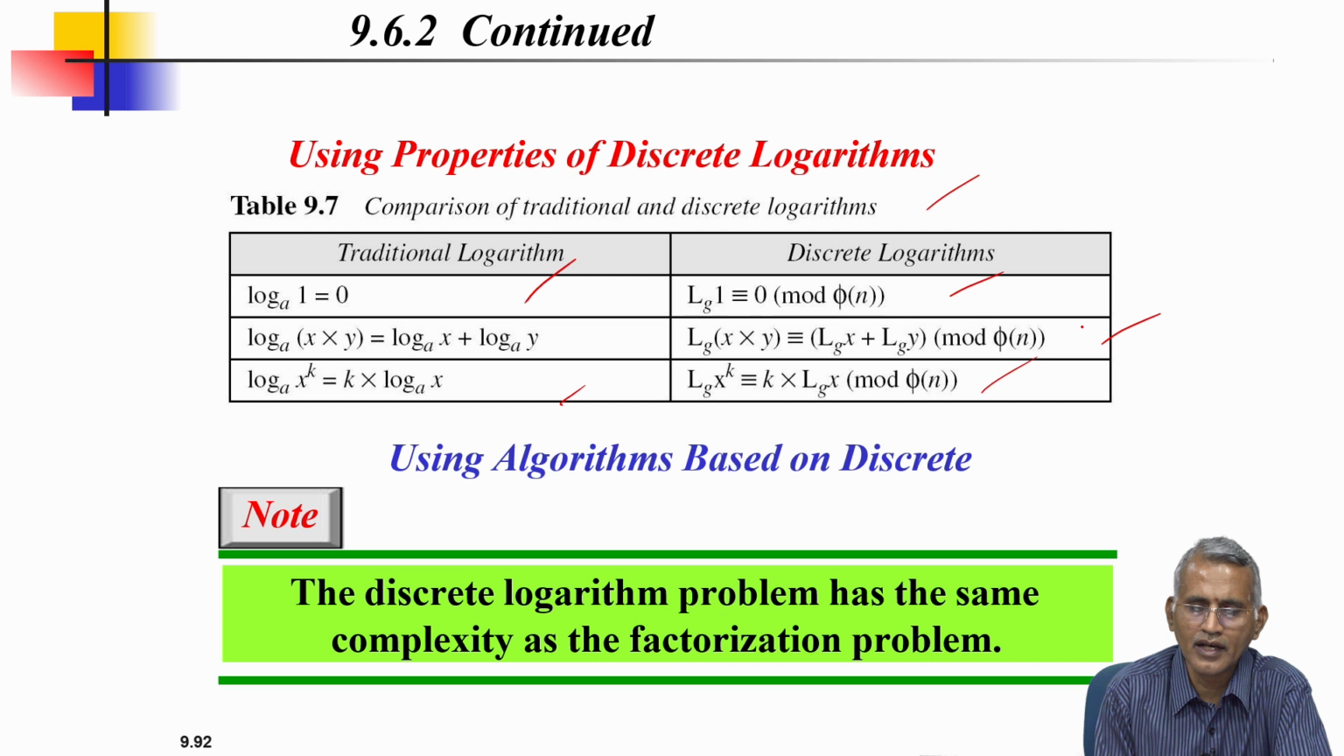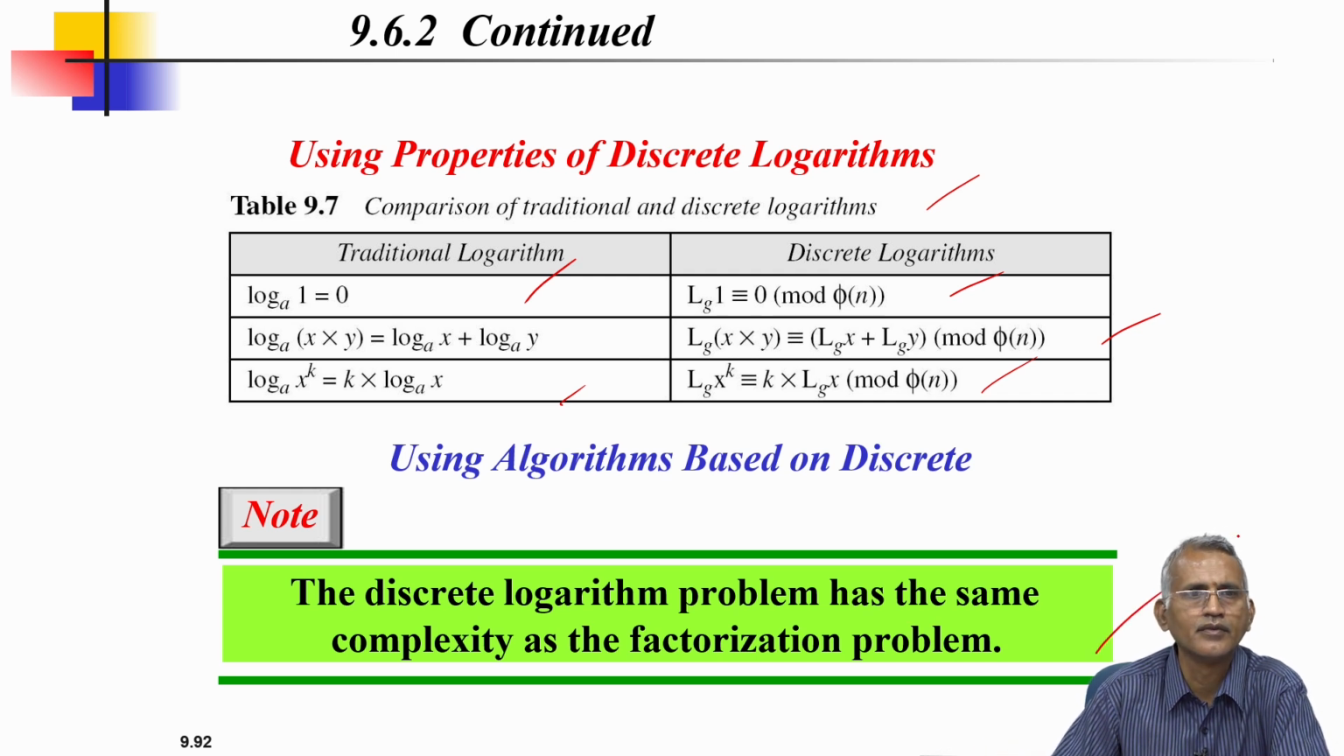Now, using algorithms based on the discrete logarithm: the discrete logarithm problem has the same complexity as the factorization problem. So, that ends the ideas of logarithmic types in unit 2.